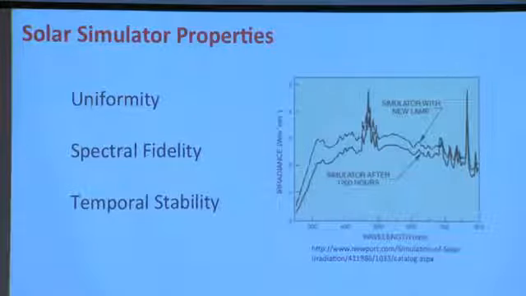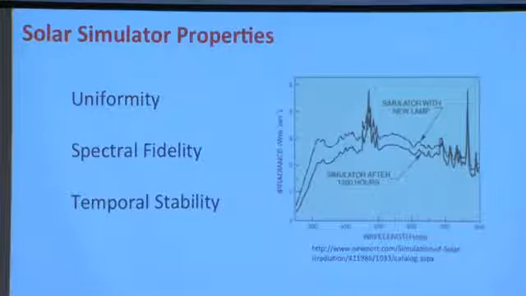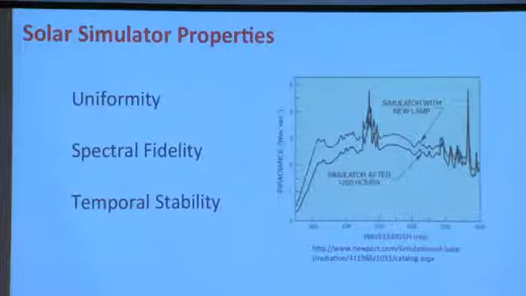What if I come back in an hour and a half? Will I still get the same result? What if I come back tomorrow or next month? Temporal stability is another major concern for solar simulators. On the right-hand side is just an example of the irradiance versus wavelength of a given light source versus time. And you can see there's a new lamp, and then after a certain work-in period of 1,200 hours.